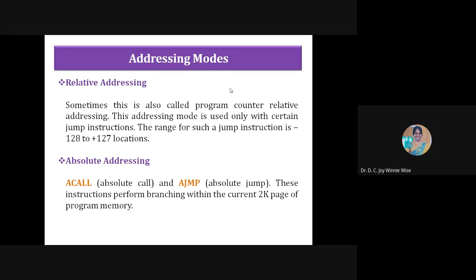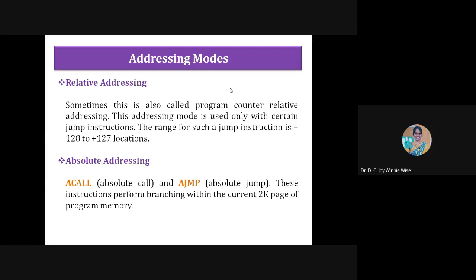Short jump means from that memory location, it can jump to minus 128 and plus 127 locations. The short jump instruction comes under relative addressing. Absolute addressing means from that location, it can jump or call a subroutine that is placed within 2K size. There are 2 into 1024 memory locations. So 2 into 1024, what is this?